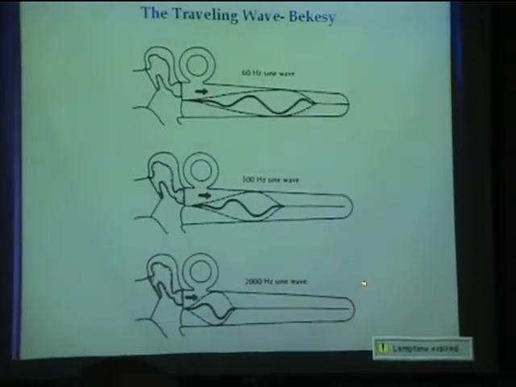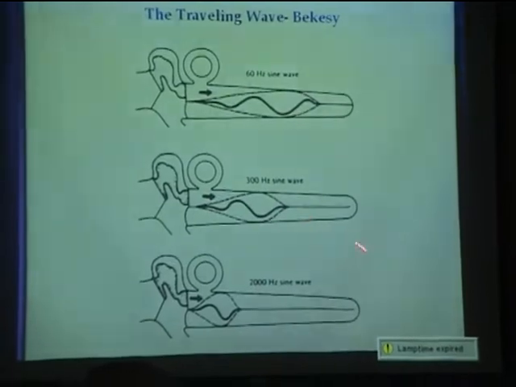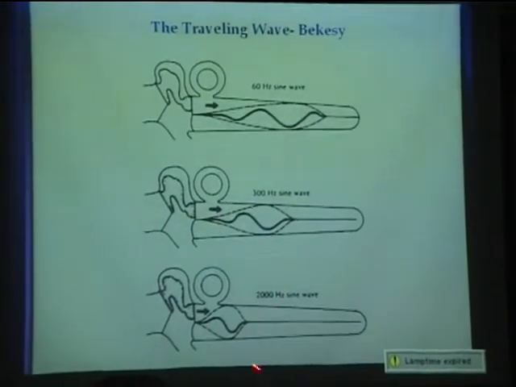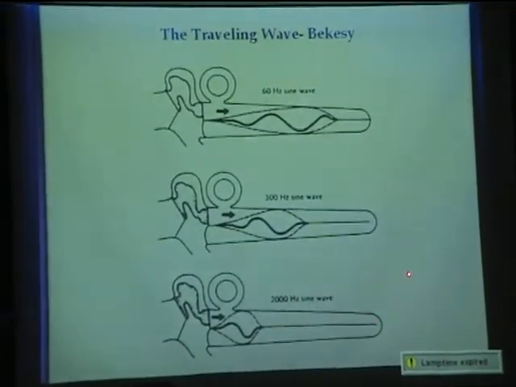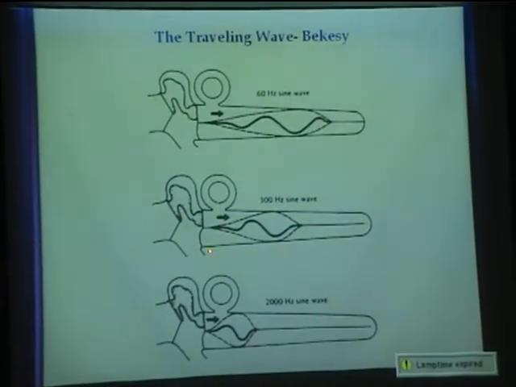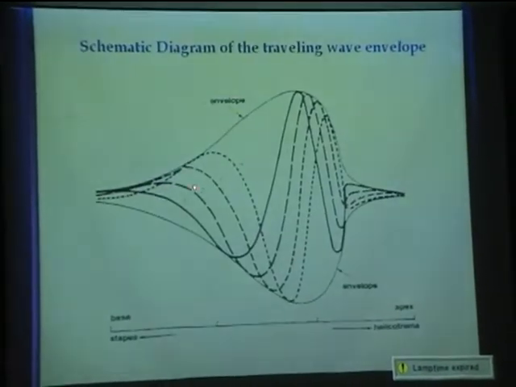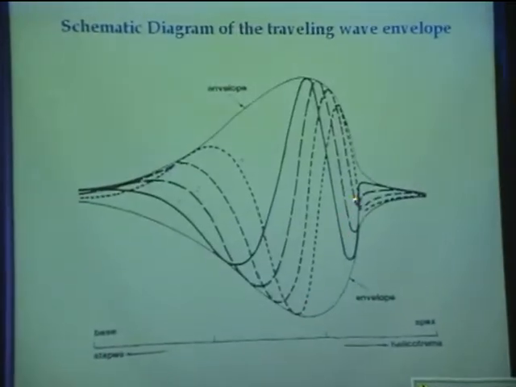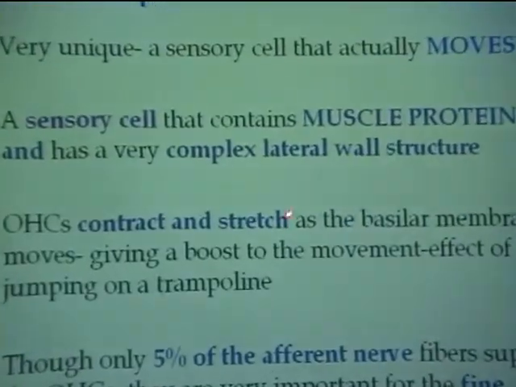Now while the basilar membrane seems to have reasonably good tuning, this tuning does not explain why we are able to make out such fine frequency differences. And then we go further. This is another diagrammatic representation of the travelling wave.